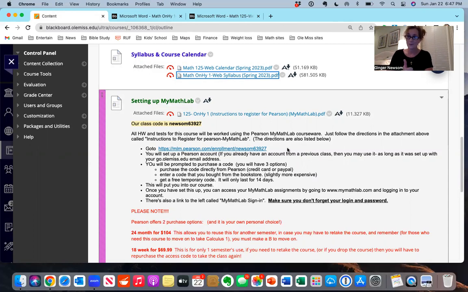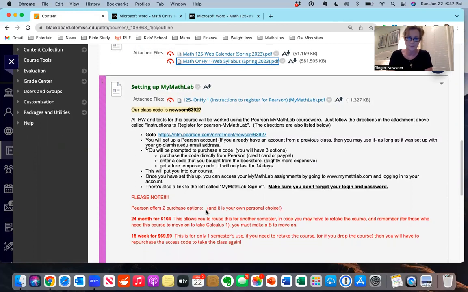So you've got the temporary. When you sign up for it and you get to the payment part, you can either choose a temporary code for free, or you can pay. They give you 2 options, a 24-month or an 18-week. I don't know exactly why they do this. I would suggest doing the 18-week.